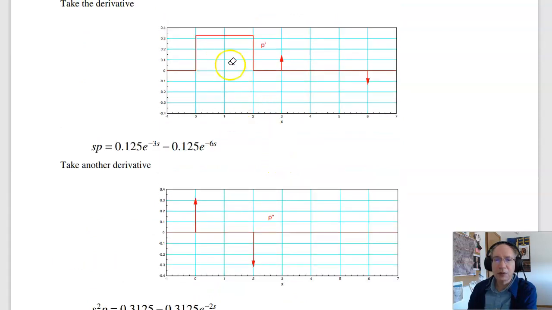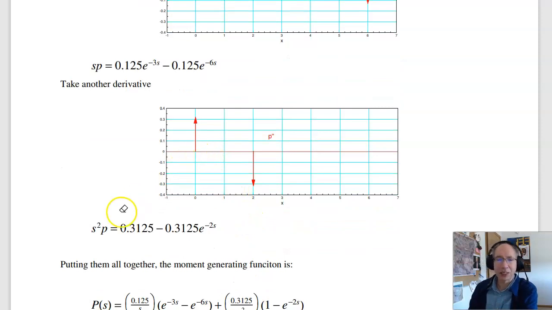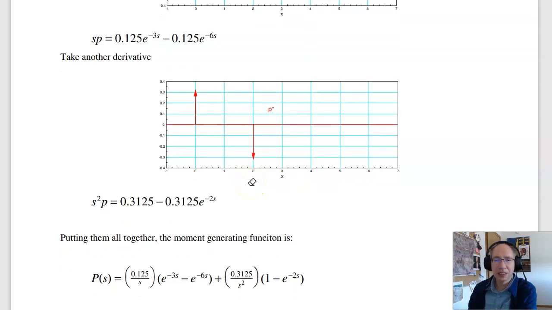Take the derivative again. I turn the step into delta functions. I like delta functions because I know that Laplace transform. So this is, what's that, 3/8 minus 3/8, delay 2 seconds. Then to find the Laplace transform, or moment generating function, this got integrated once. This you have to integrate twice. And there's your Laplace transform. So that's homework set number 6.